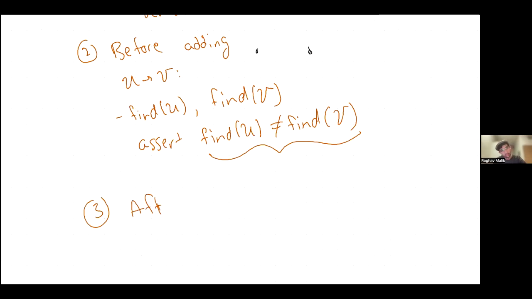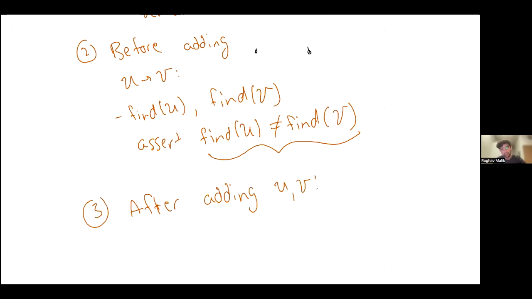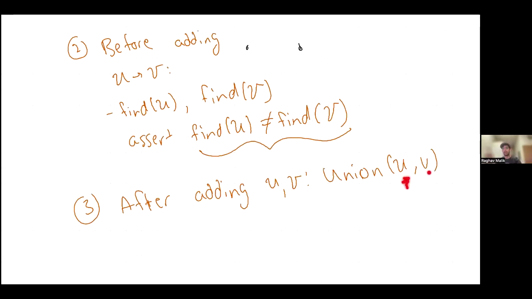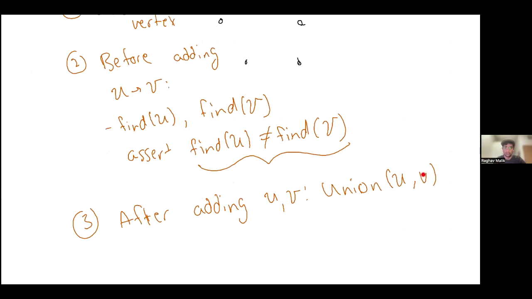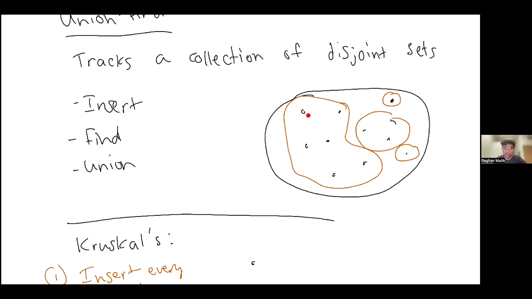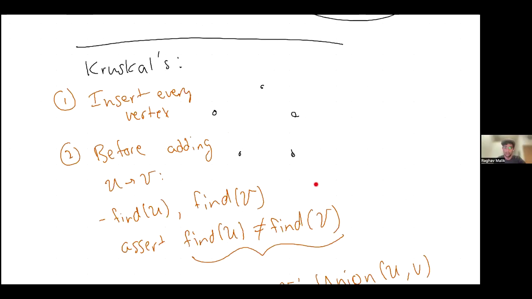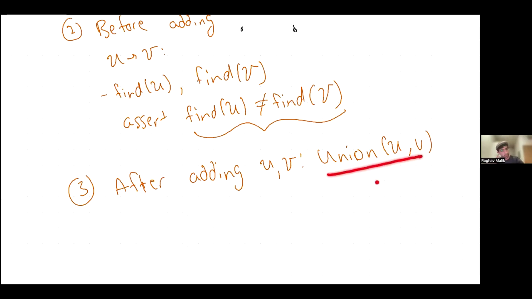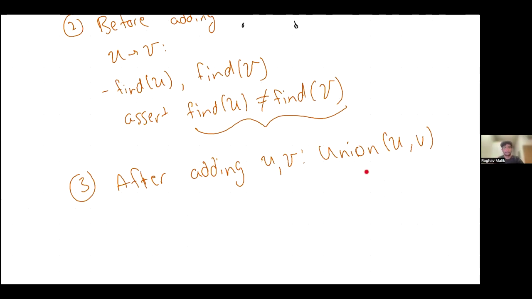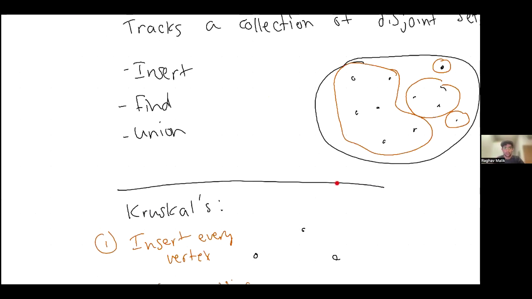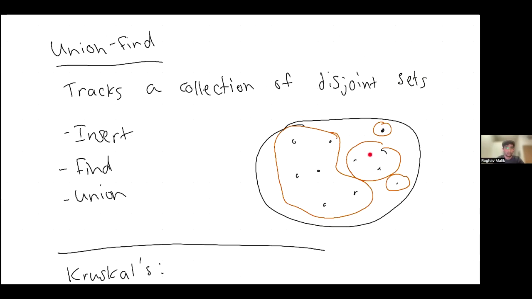And then after adding u comma v, we just union u comma v. So the set of all things reachable from u and the set of all things reachable from v are now merged because u and v are now mutually reachable, right? And I'm playing fast and loose, just calling these undirected edges, but you care about this either way, right? Okay. So this is all stuff that we talked about in lecture.